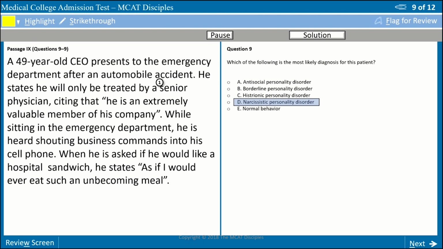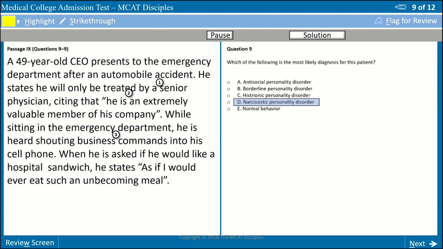The number one here is representing haughty behavior. That is being arrogant and disdainful. That is haughty behavior, engaging in arrogant and disdainful behavior. And saying that he has to be treated only by a senior physician is also an example of the need to associate with people or institutions of the highest status. He also had a very grandiose sense of self-importance, as demonstrated by his saying he is an extremely valuable member of his company.